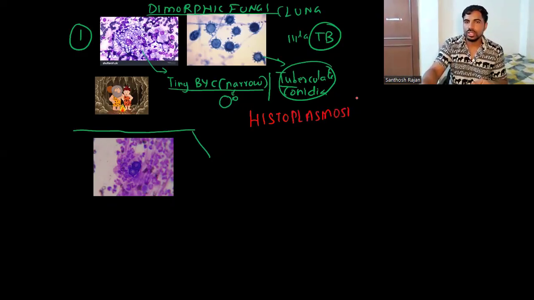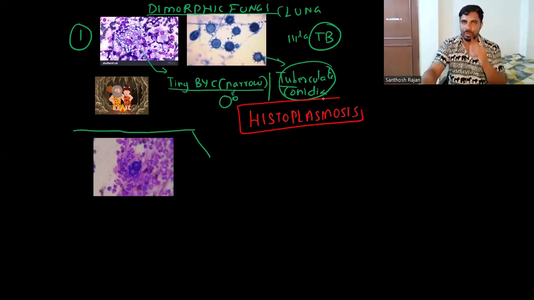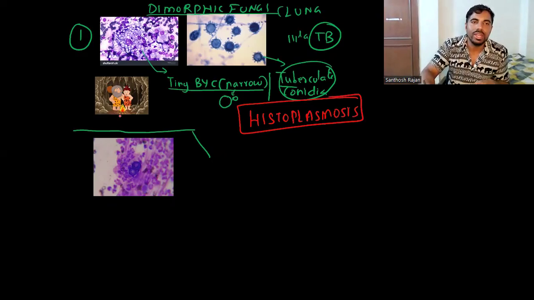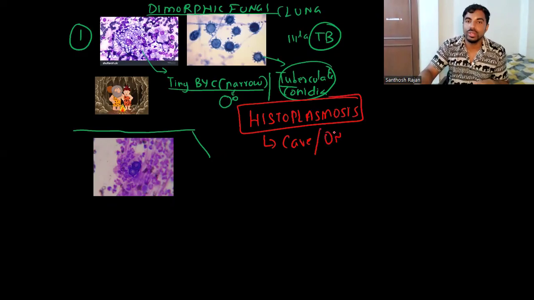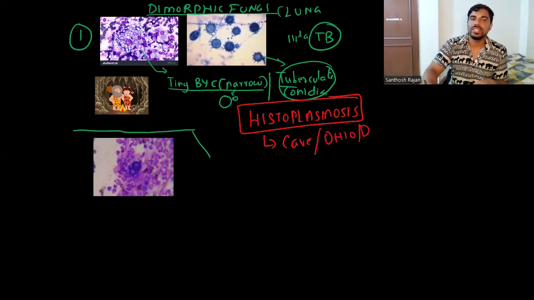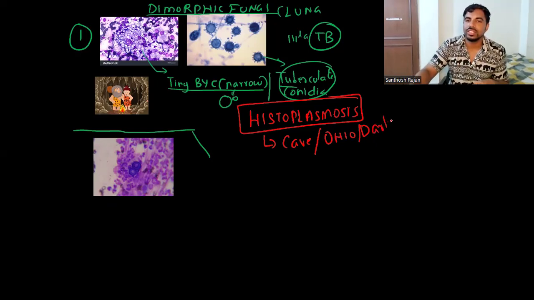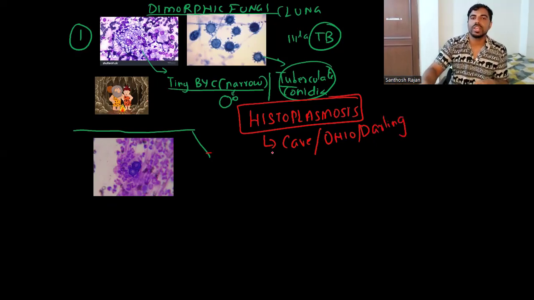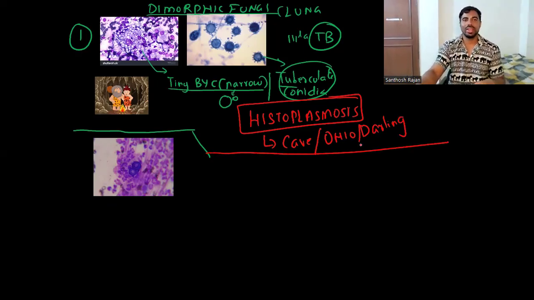This is the only one that is endemic in India. Dimorphic fungi, you know that. So histoplasmosis, what say? See, I'll put a caveman here. So this caveman, he hangs out with his wife in a cave, Ohio cave. So it's a cave's disease. You also call it Ohio disease. Also, it's called Darling disease. So this caveman with this darling in a cave, they're having fun. So Darling disease. These are the names for histoplasmosis. Okay, you can ask anything.